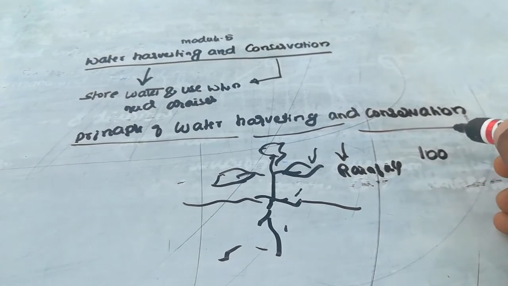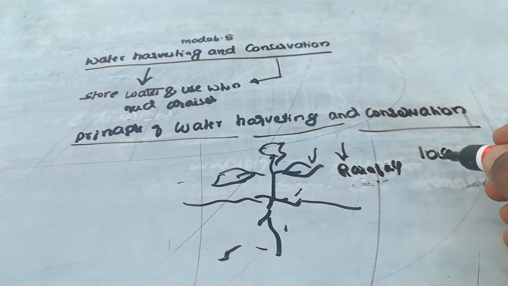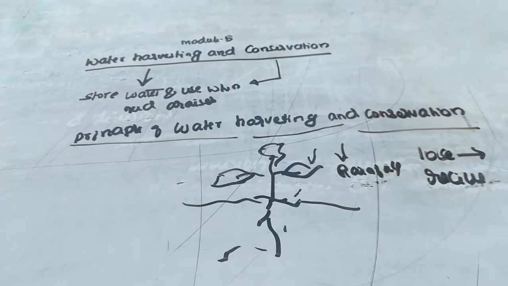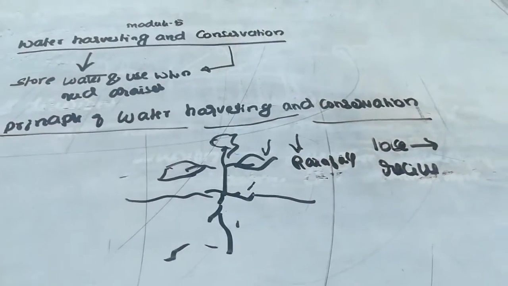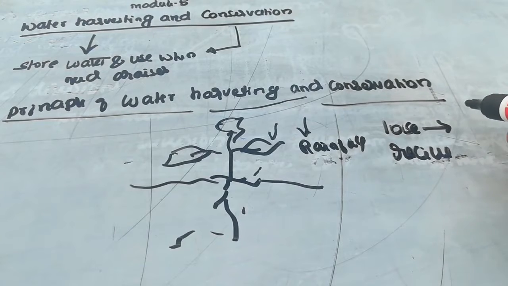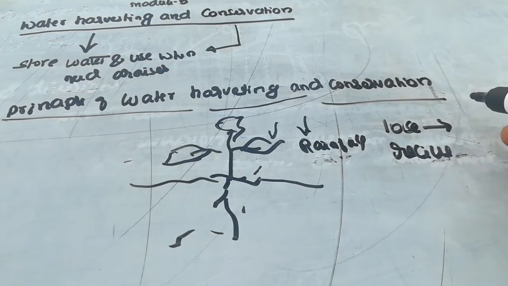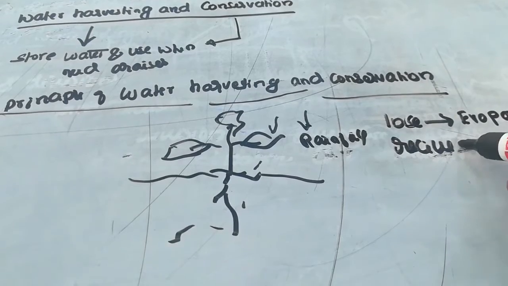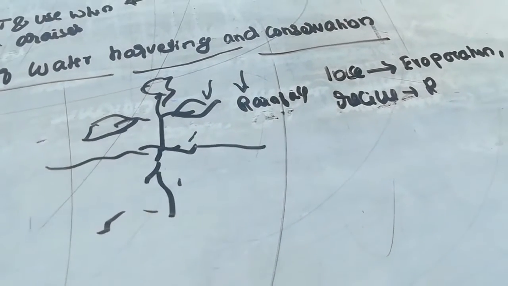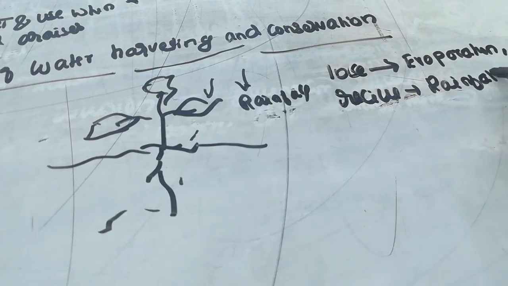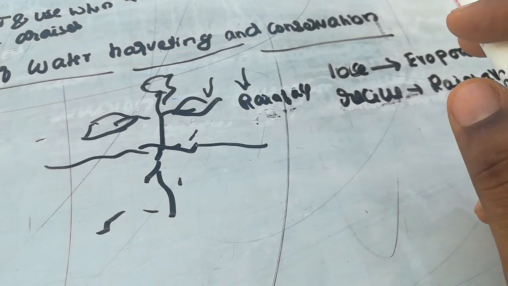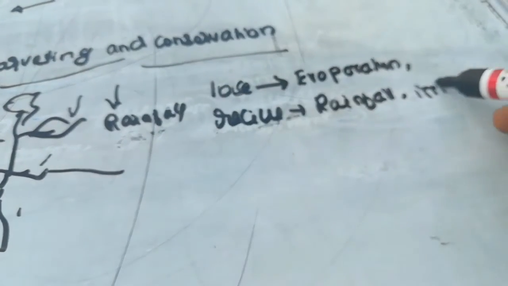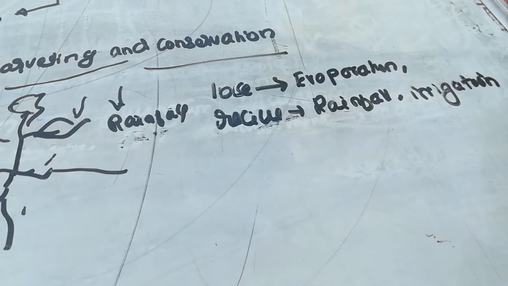How can the crop lose water? It loses water by evaporation. It receives water by rainfall systems: when rainfall comes, the crop uses the water. Another is irrigation, such as drip irrigation and different irrigation systems that supply water. And next, stored soil water.